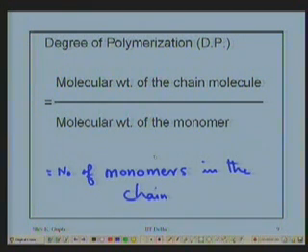But in the solid, no two chains are of the same length. No two chains have the same degree of polymerization. Therefore, we usually work in terms of the averages or the weighted averages to find this degree of polymerization, or average degree of polymerization.